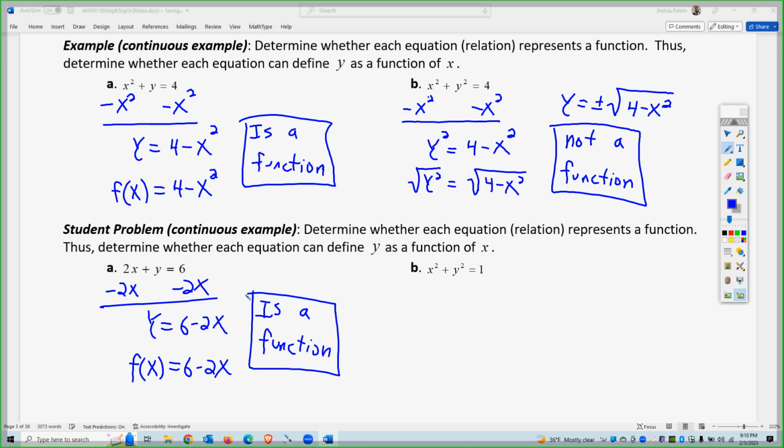Okay, so for every x I plug in, I get one y value. However, if I try this one, I'm going to get y squared equals 1 minus x squared. And if I square root, I'm going to get y equals plus or minus the square root of 1 minus x squared, which for every x I plug in, I'm going to get two y's, right? That's a problem. You can't have two outputs for every input. So this is not a function.